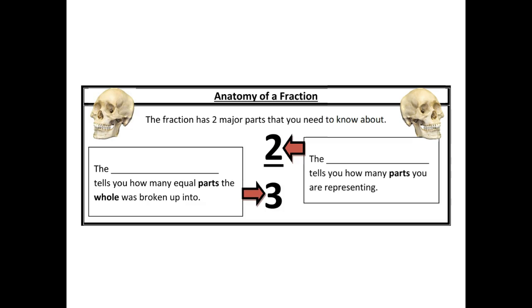The anatomy of a fraction helps to define what a fraction is. The numerator tells us how many parts you're representing. So these are those individual slices, those individual puzzle pieces. The denominator tells you how many equal parts the whole was broken up into. This is how many pieces the pizza was cut into when it showed up at your door. This is how many slices the pie was cut up into before it was served. This is how many puzzle pieces are in the box.